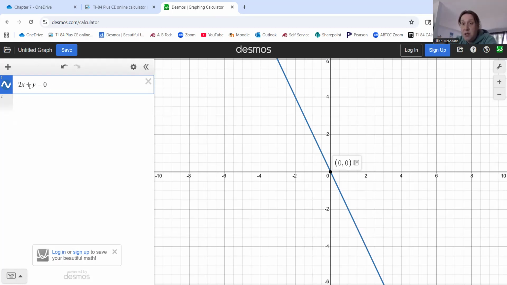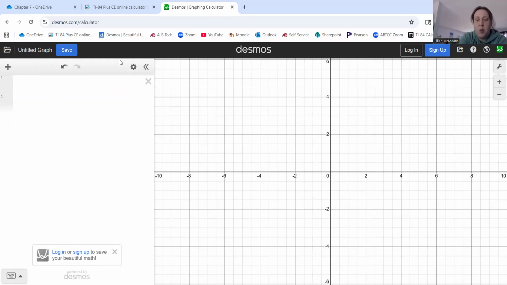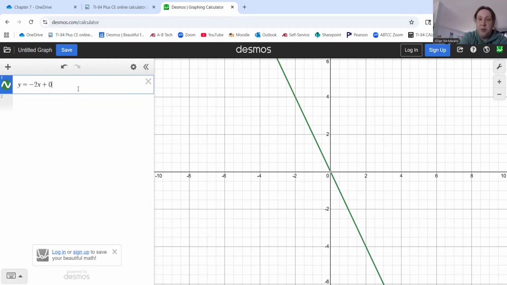So to solve this equation for y, I would want to subtract 2x from both sides. Okay, so I'm going to retype this one as y equals negative 2x. You don't really have to put the plus 0, but just know if you do put the plus 0, it doesn't change a thing.